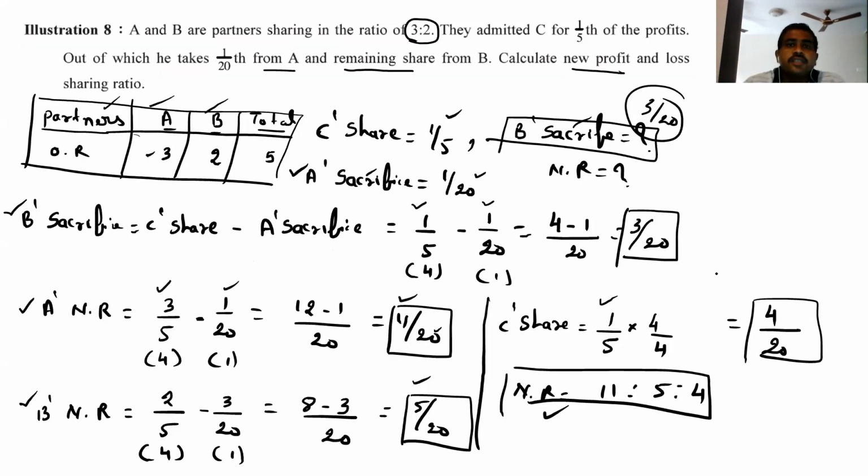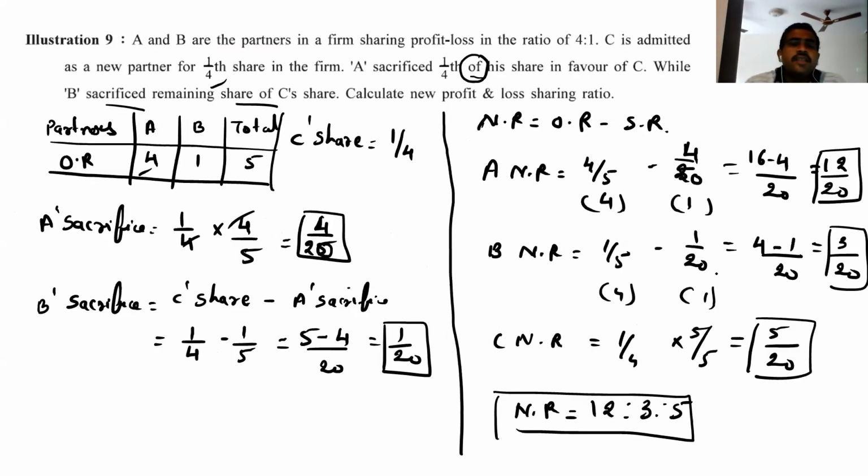Illustration 8, I think, is very clear: 1 by 20 from A and the remaining share from B. Calculate the new profit and loss ratio. We have done up to here. In this question also, it's clear that A is sacrificing 1/4, while B we have to find. A's sacrifice comes to this much, and for B we subtract C's share minus A's. It comes to this much, and after that we calculated the new ratio.